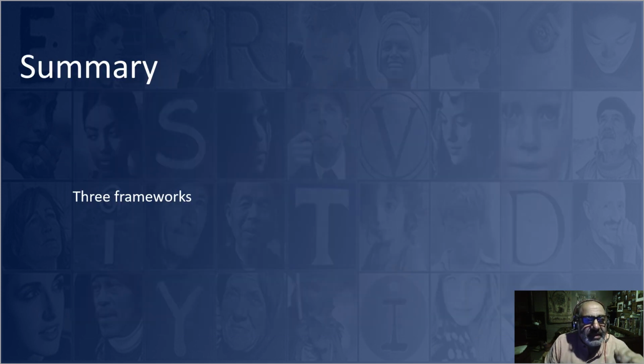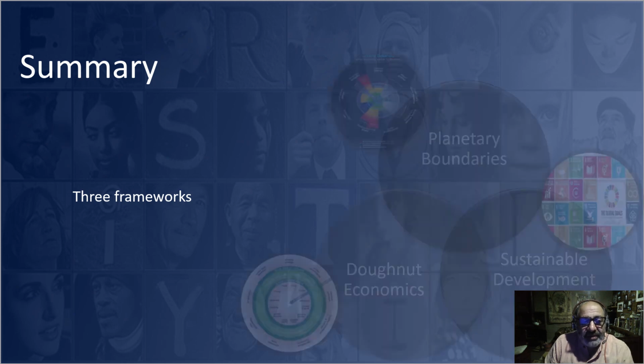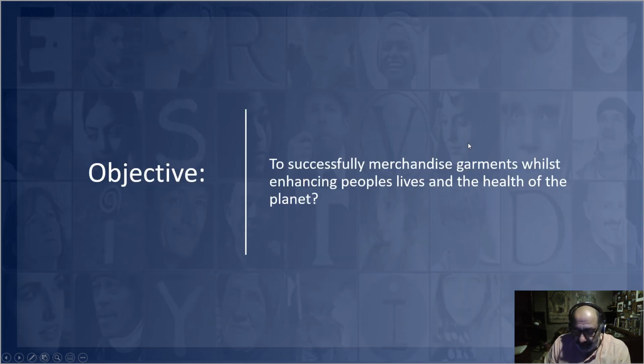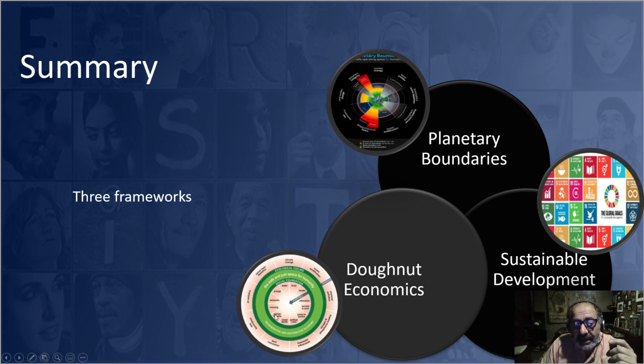We'll see. So, in summary, we have 3 frameworks we looked at. The planetary boundaries was the last 2 weeks, which helps explain nature and how we impact on nature. Doughnut economics helps explain how we can improve the lives of the least fortunate people on Earth to get them into a decent standard of living. And the SDGs, as I just explained.